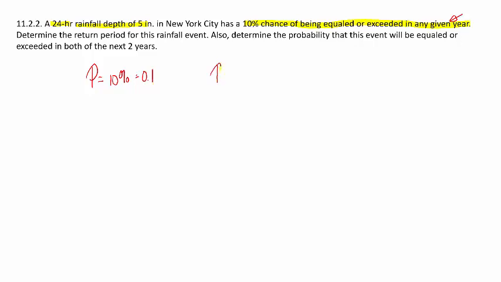But then the return period here is going to be very important, because the return period is 1 over P, or 1 over 0.1, which is 10 years. So for this 24-hour rainfall, the chance of happening in 1 year is 0.1, or this type of rainfall will occur every 10 years. The 5 inches, as I said, would be specific to New York City, because this rainfall may be different for El Paso.